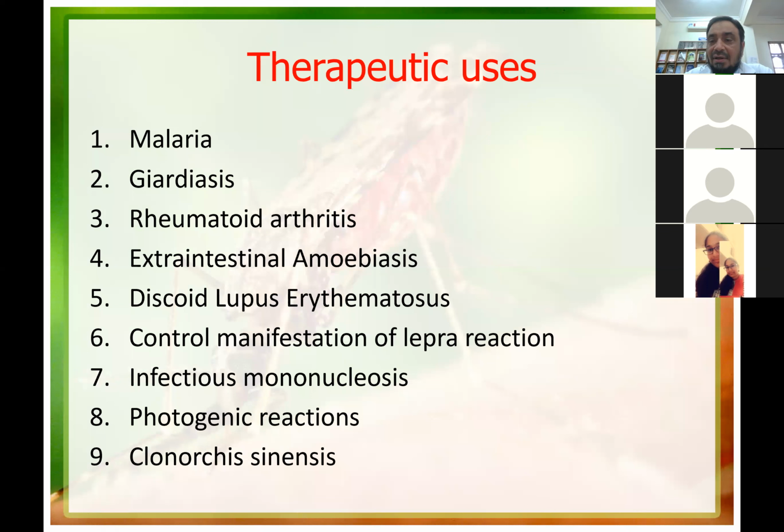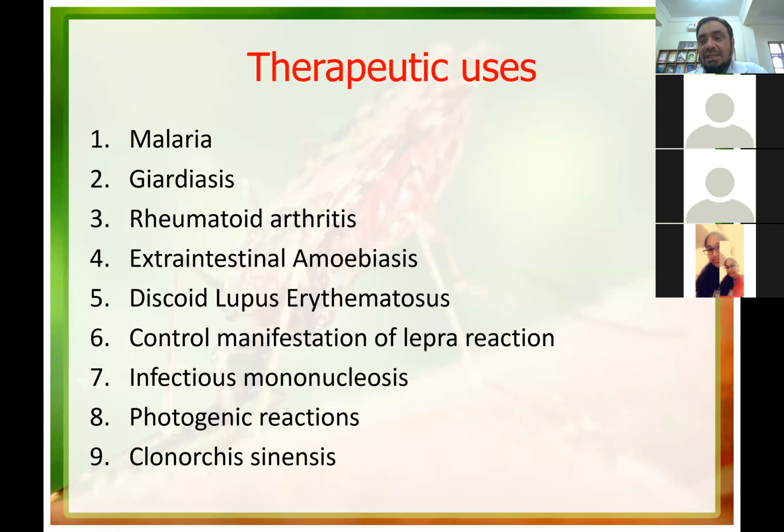Also the graying of hair because of the bleaching, right? When it is given intravenously, there can be hypotension or the T wave changes in the ECG. Uses of chloroquine. Chloroquine can be used in chloroquine sensitive malaria, giardiasis, but in giardiasis it is not the first line drug. The other uses, lepra reaction, right? Rheumatoid arthritis, extraintestinal amoebiasis, infectious mononucleosis, and photogenic reactions. You can remember it by the mnemonic which I told you, my red lips.